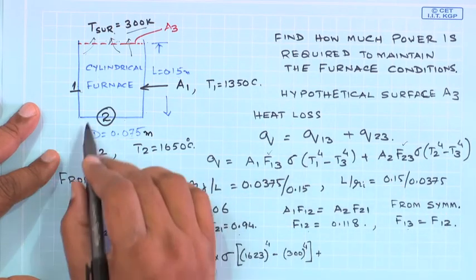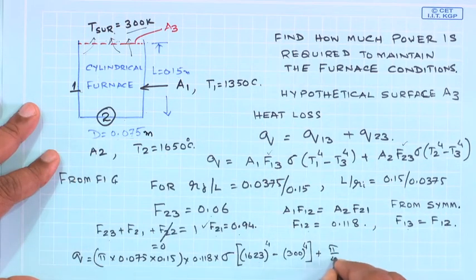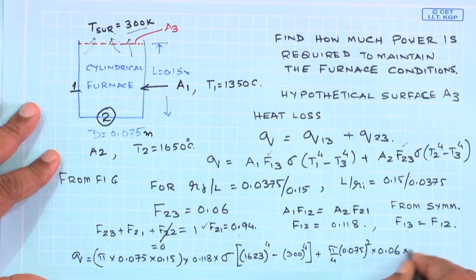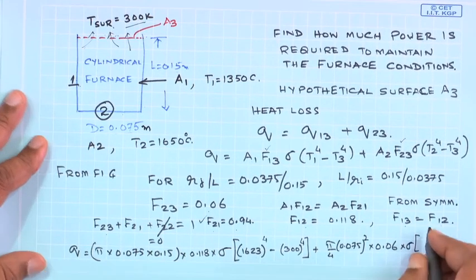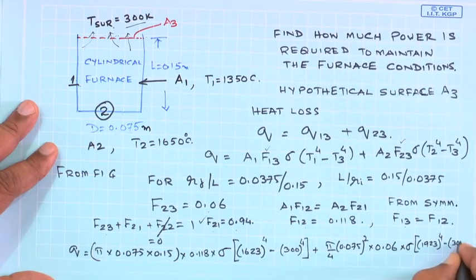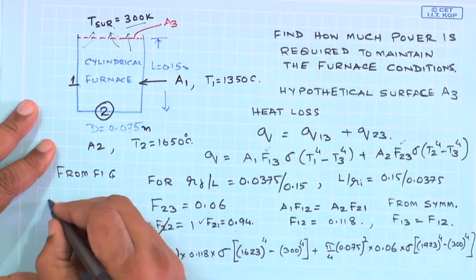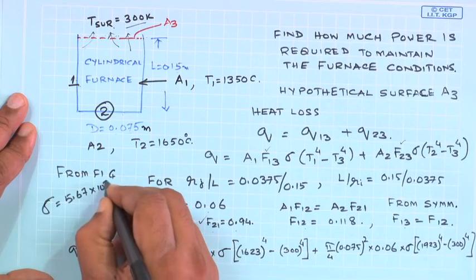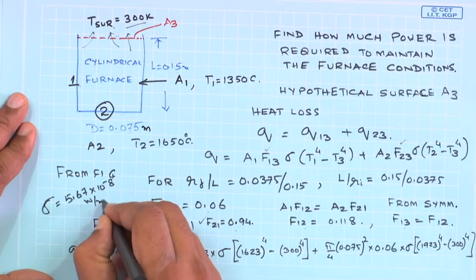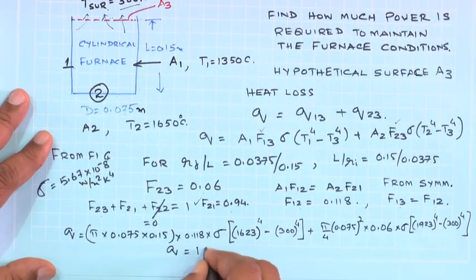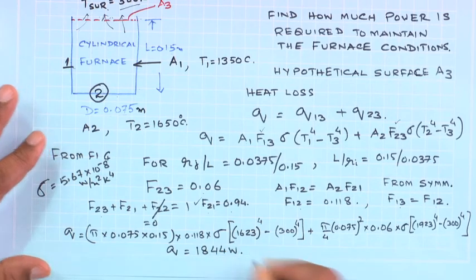plus the second area, which is a circular area. So, it is pi by 4 times 0.075 squared times the view factor, which is 0.06, times sigma times 1923 to the power 4 minus 300 to the power 4, and the value of sigma obviously you can see it is 5.67 into 10 to the power minus 8 watt per meter square Kelvin to the power 4. So, when you do this, the value of Q turns out to be 1844 watt.